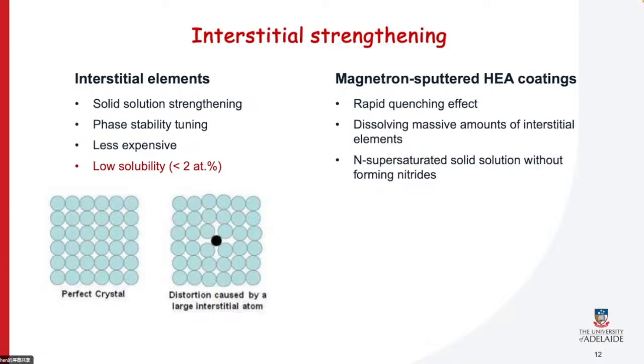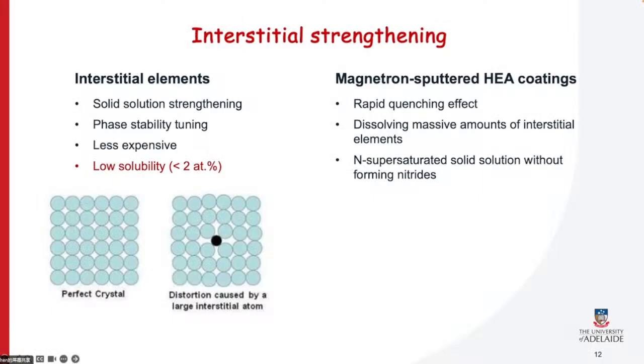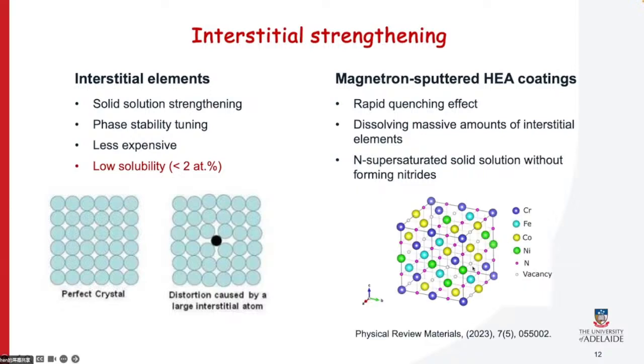And if we suppress the diffusion, we will suppress the formation of nitride, because for nitride formation, the metal elements and the nitrogen need to come together, right? So if we suppress the diffusion, we are going to form a random or disordered solid solution phase. That means we can dissolve a large amount of interstitial elements. This rapid quenching effect promotes a solid solution phase supersaturated with nitrogen, without forming any nitride. This is what we would like to achieve.